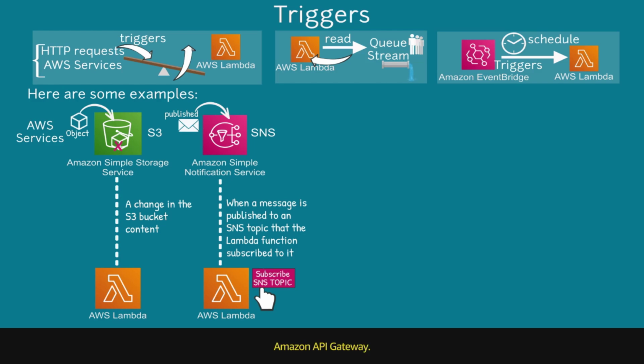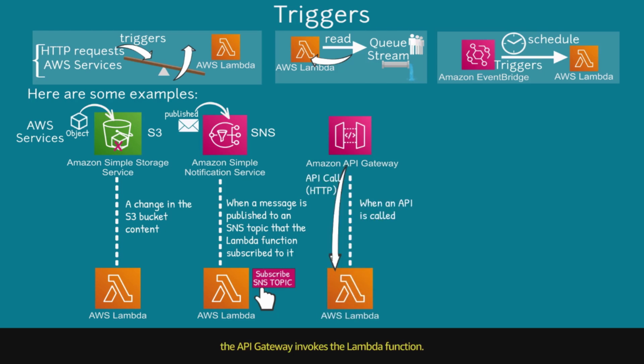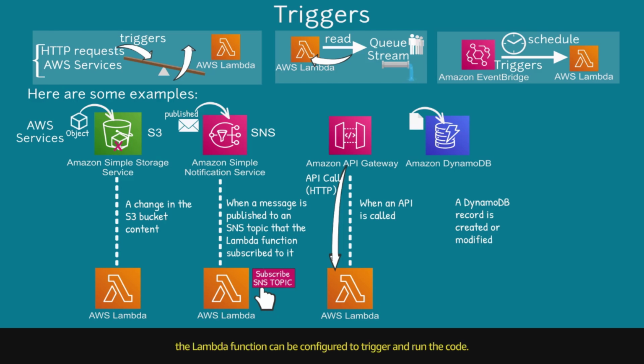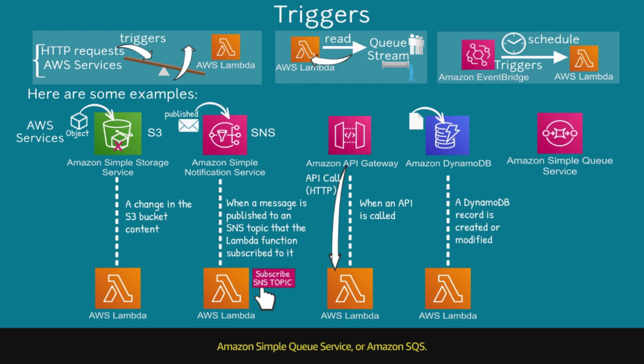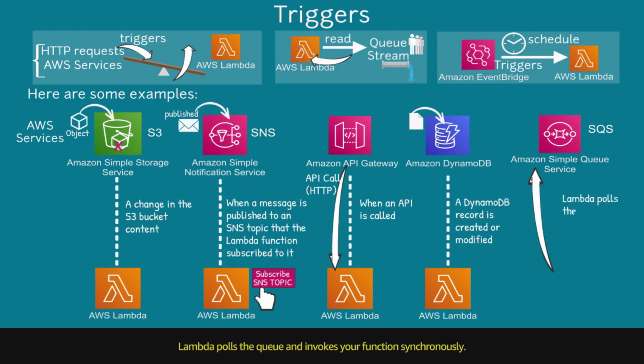Amazon API Gateway. You can create an API using Amazon API Gateway. When the API is called, the API Gateway invokes the Lambda function. Amazon DynamoDB. When a DynamoDB record is created or modified, the Lambda function can be configured to trigger and run the code. Amazon Simple Queue Service, SQS. You can use an AWS Lambda function to process messages in an Amazon SQS queue. Lambda polls the queue and invokes your function synchronously.